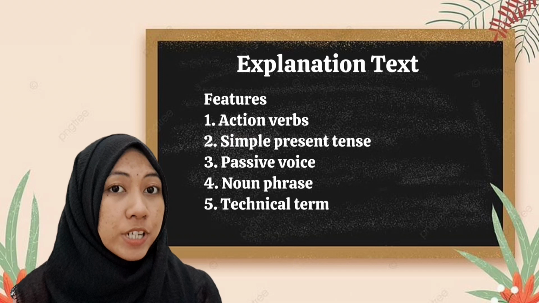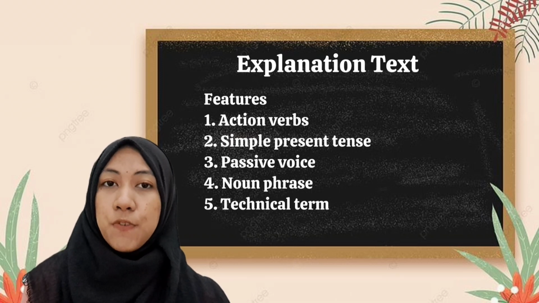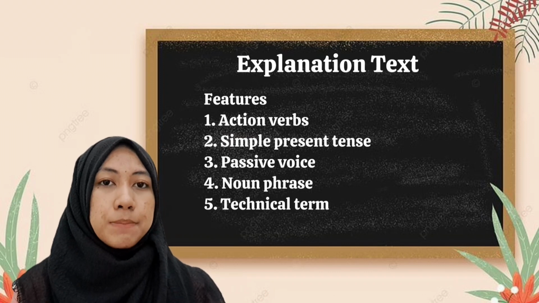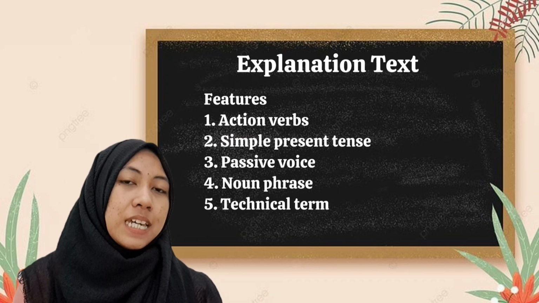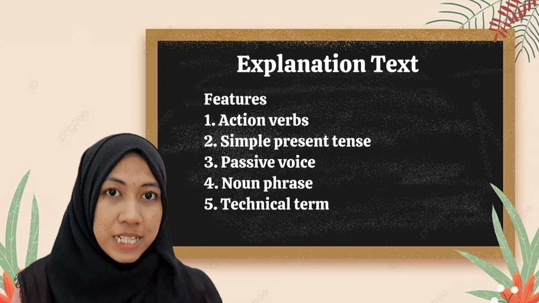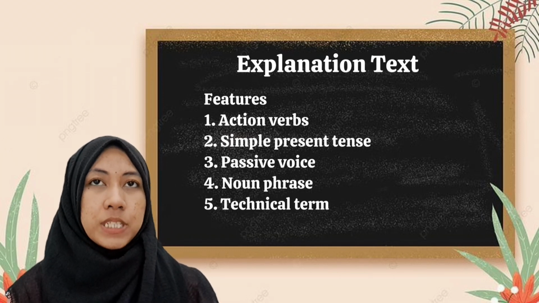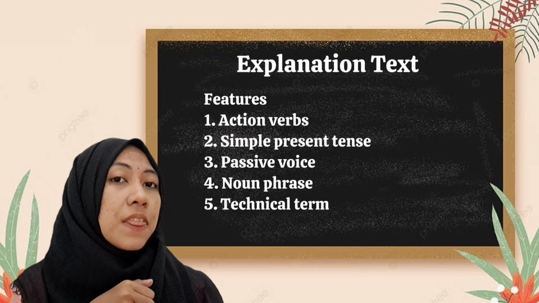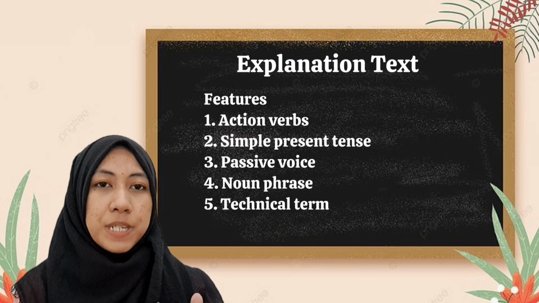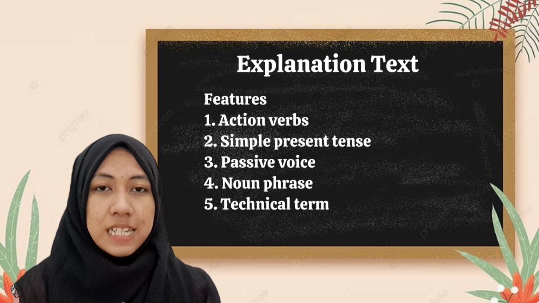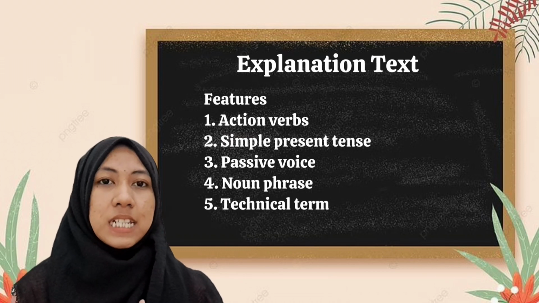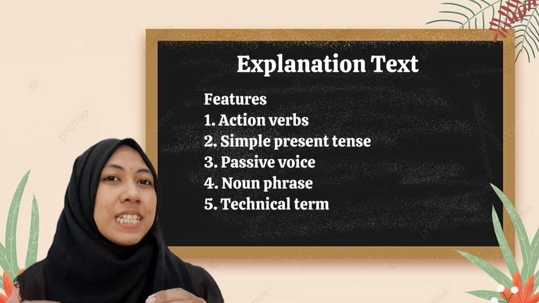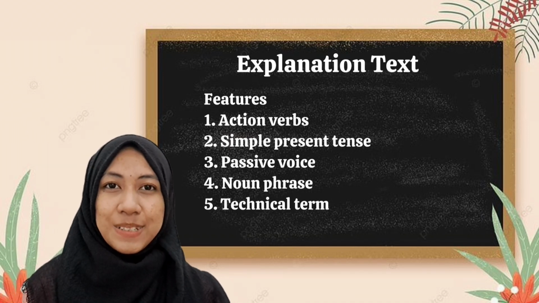And then passive voice. The use of passive voice aims to emphasize the focus on the events taking place with the subject. And then using noun phrases and technical terms. These technical terms refer to terms related to the topic discussed in this text. And then it contains an explanation of the process, of course, because this is an explanation text.